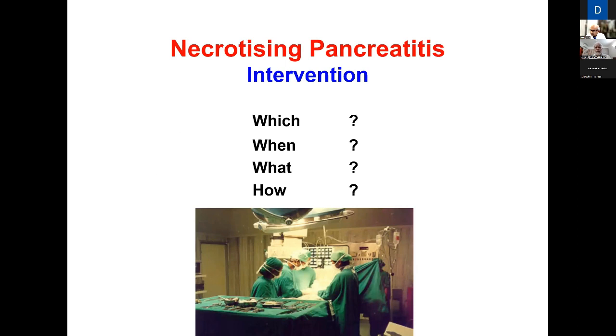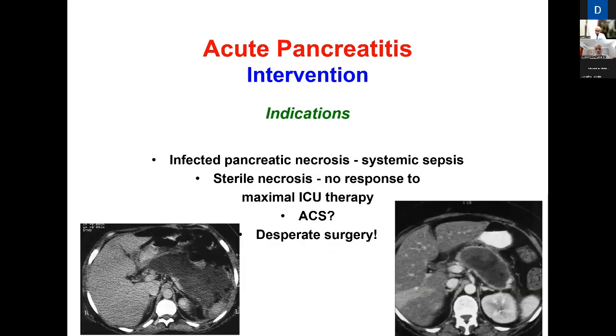Now, the key issue in necrotizing pancreatitis is about intervention. Which patients require intervention? When should it be done? What kind of intervention? And if it is surgical, how that has to be done? So in brief, broadly speaking, the indication for intervention is if we know or we suspect that the necrosis is infected and it is causing systemic sepsis in the form of organ failure.